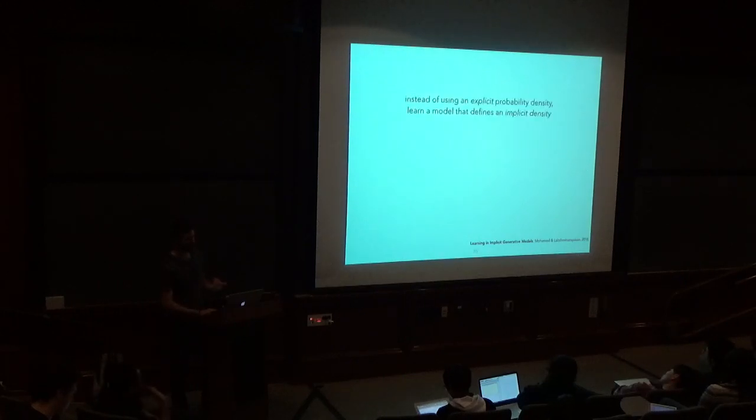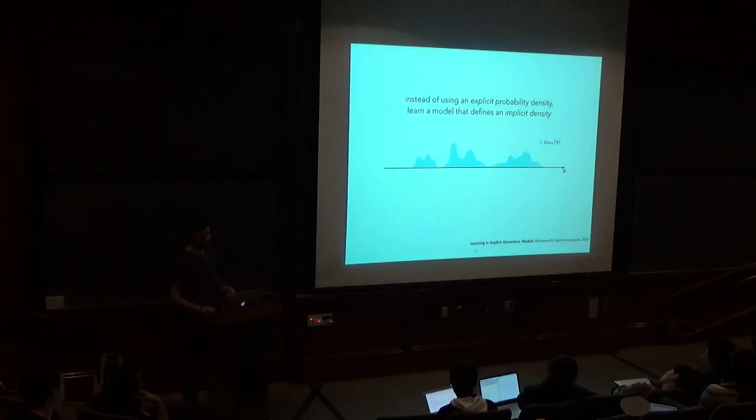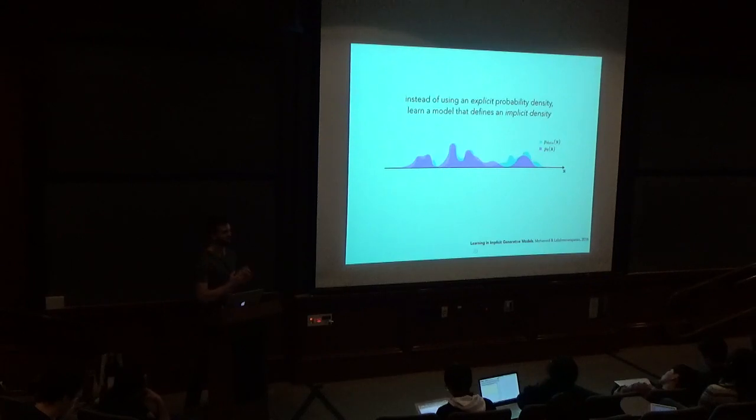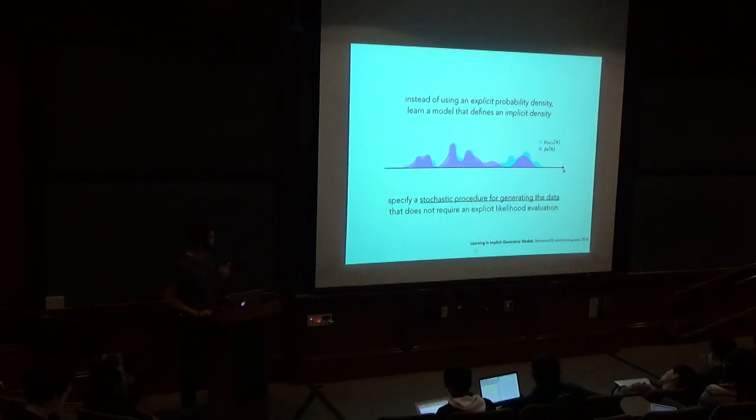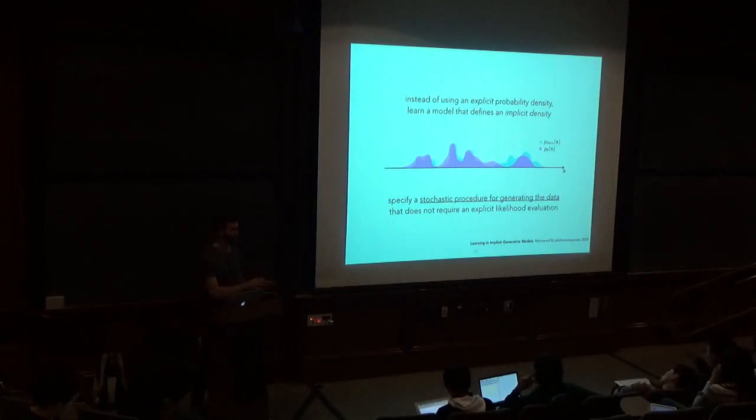So here we have the data distribution, which is this complex distribution here. And what we're going to do is assign some complicated density that doesn't necessarily have to be some combination of Gaussians or other parametric distributions. So we have this now hopefully more flexible stochastic generation procedure, which does not require this explicit likelihood evaluation like we had with the previous models.